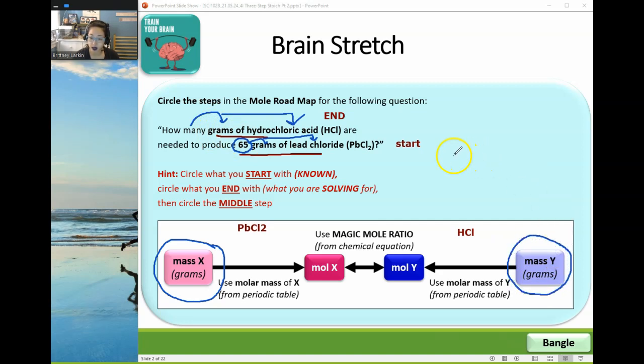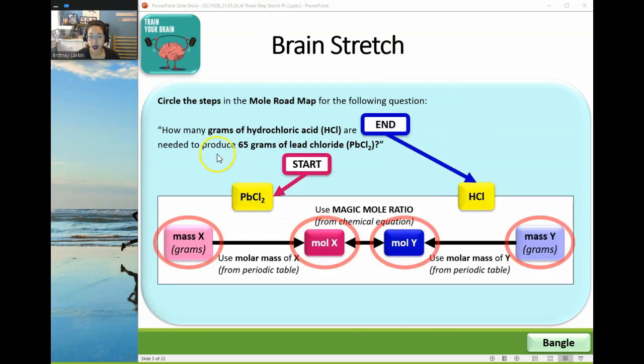Now go ahead, pause the video, and think to yourself, what would be the middle steps? Taking a look here, in order to get from mass of the first chemical to mass of the final chemical, we need to stop over in the magic mole ratio, moles to moles. So we need to first get moles of our original chemical and then moles of our final chemical. So we have step 1, step 2, 3, and 4. We're going to use this entire roadmap for this type of question.